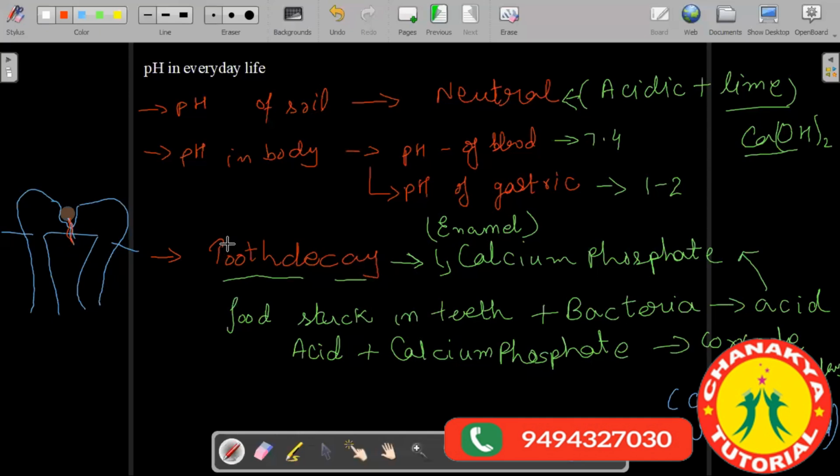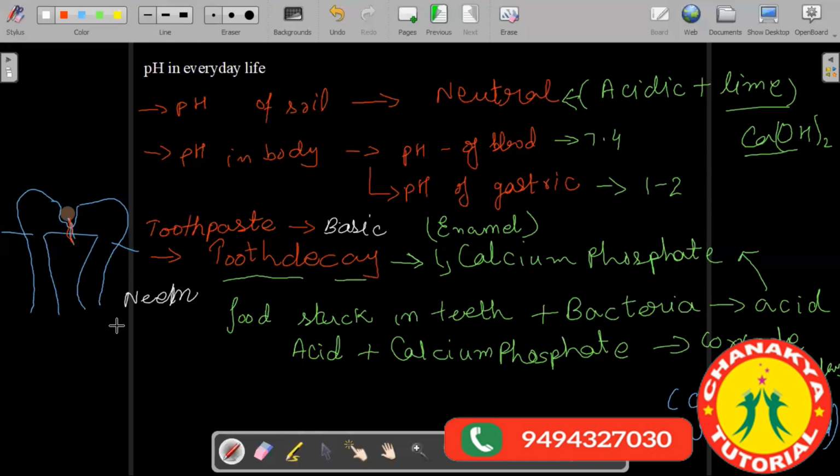Can anyone tell me, if I'm using a toothpaste, what should be the pH of the toothpaste? Should it be acidic or basic? Basic, sir. Yes, basic. A toothpaste should be basic in nature to neutralize the acidic content. Can you think of why we advise using neem instead of toothpaste? Your toothpaste has chemicals, sir, and neem is natural.